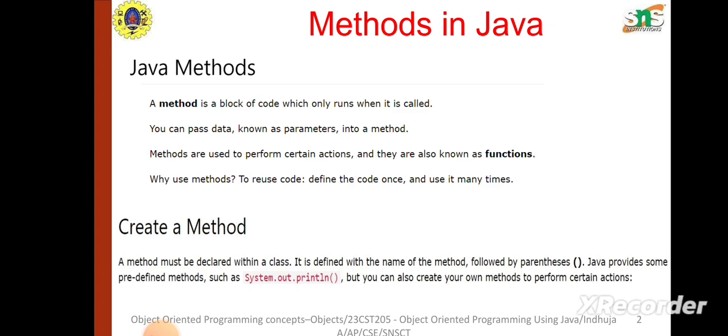So how to create a method? A method must be declared within a class. It is defined with the name of the method followed by parentheses. Java provides some predefined methods such as System.out.println, but you can also create your own methods to perform certain actions. So there are two types of method. One is inbuilt method and the other one is user defined method.